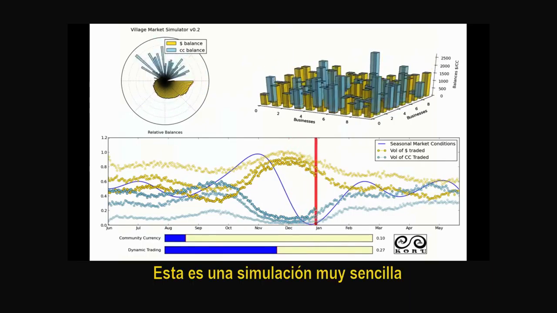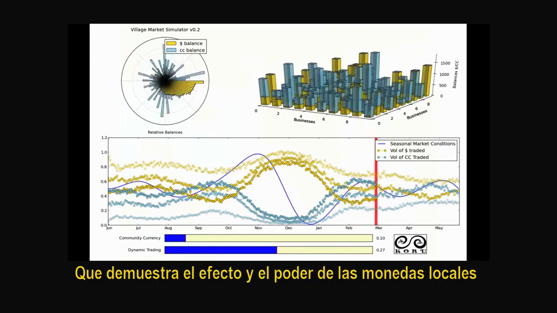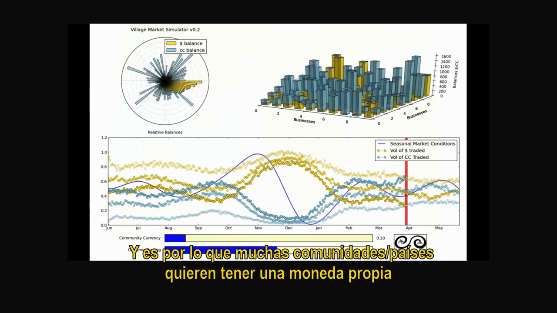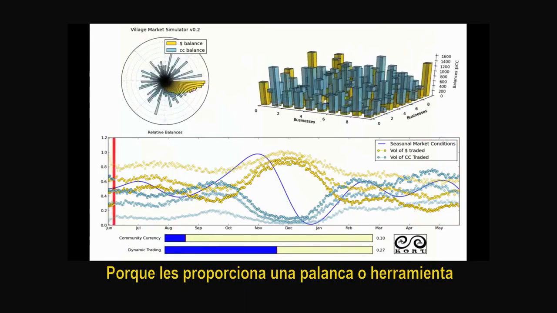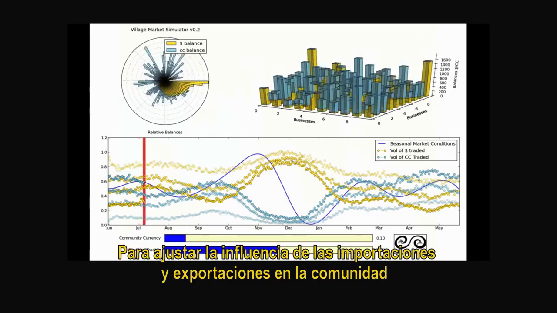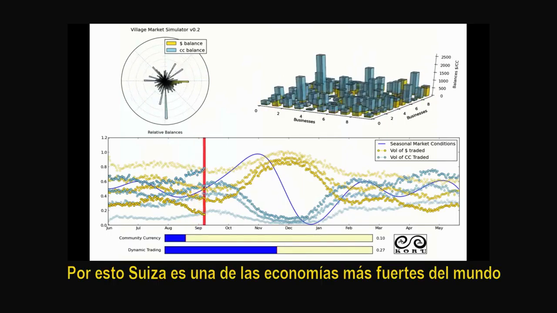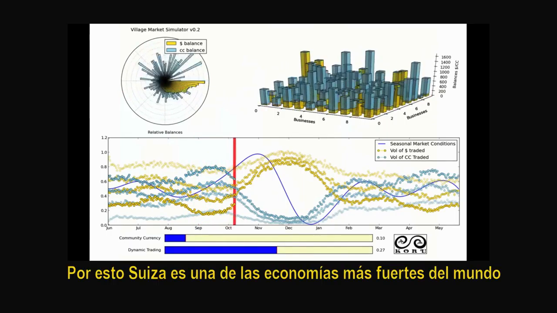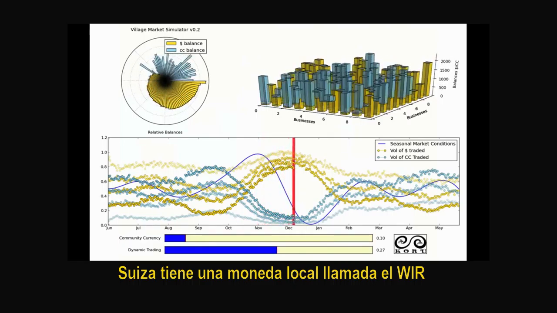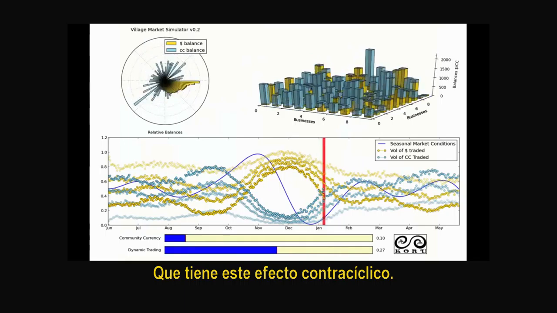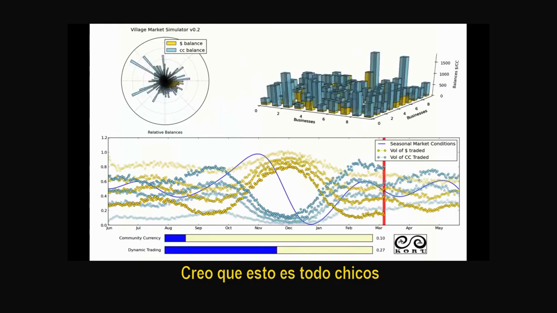So this is just a really simple simulation to show the effect and the power of a local currency. And this is why many countries want to have a currency in the first place, because it gives them a lever or a knob to basically tune how much they want to favor importing and exporting in the community. And this is one of the reasons why Switzerland is one of the best economies in the world. Switzerland also has a local currency called the WIR that has this sort of counter-cyclic effect as well.